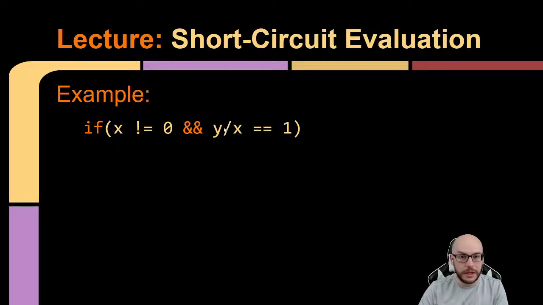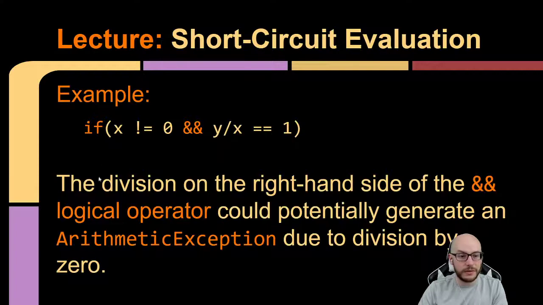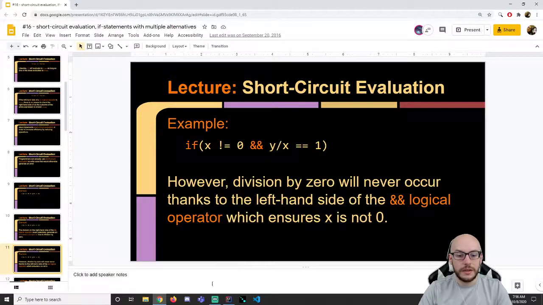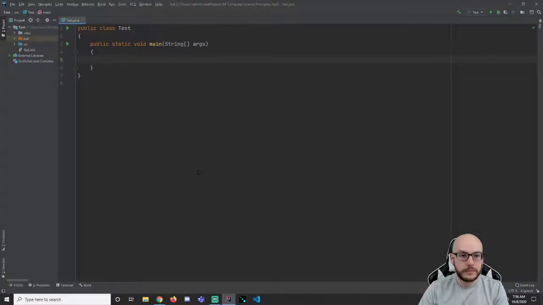This code in particular would produce an error in the event that x is 0. The division on the right-hand side of the and logical operator could potentially generate an arithmetic exception due to division by 0. However, division by 0 will never occur thanks to the left-hand side of the and logical operator, which ensures that x is not 0. I'm going to demonstrate this one, and in the process, prove to you that short circuit evaluation is used in Java. Here we go.